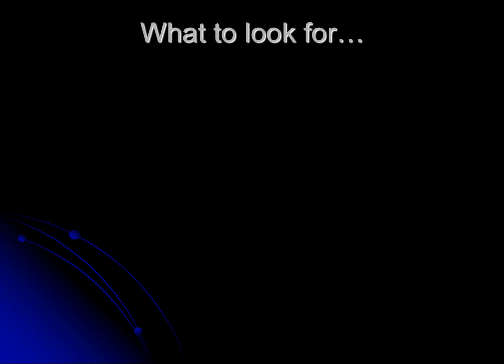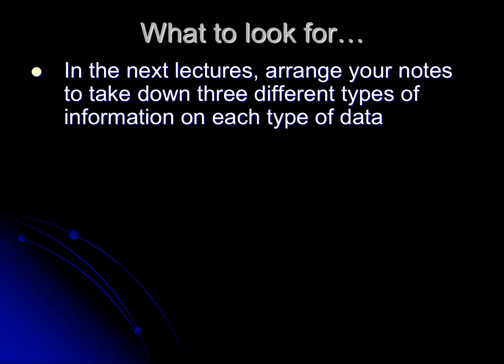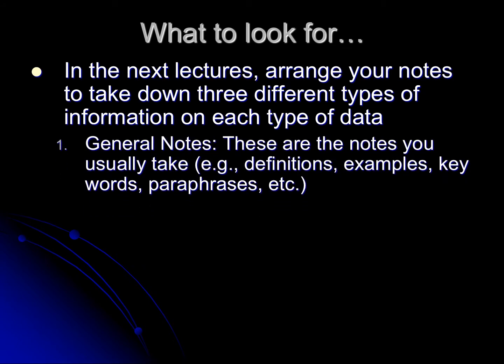So, as we get into the rest of this series of lectures about data, here's what I want you to look for. Instead of just keeping track of what kind of data exists and what it is, I want you to look at 3 different things. So in the next lectures, arrange your notes to take down 3 different types of information about each type of data. First, all the usual notes, whatever you would normally do. So keep track of things like definitions, maybe some examples that help you remember it, maybe keywords or paraphrases of things from the textbook. So take those notes down, those are good to have.